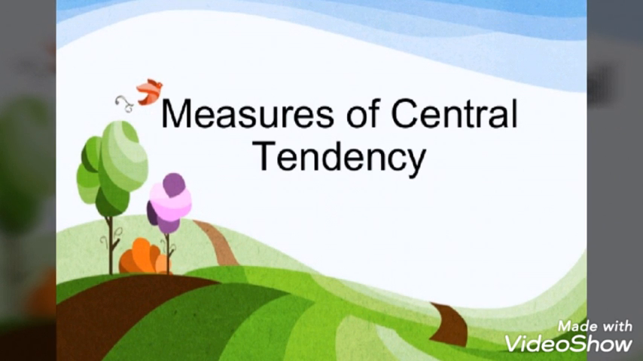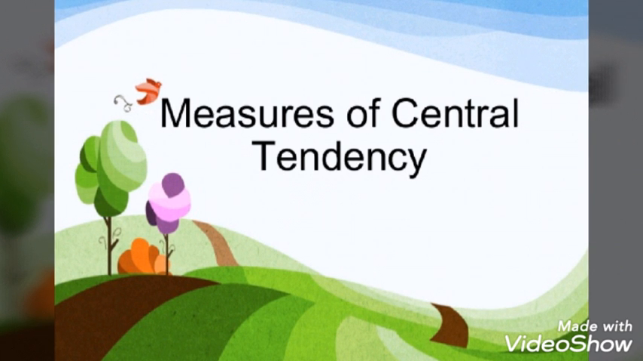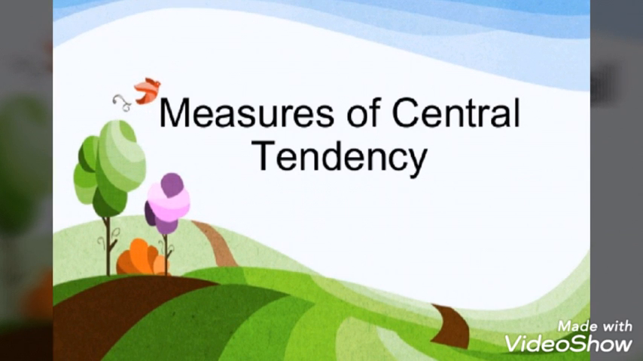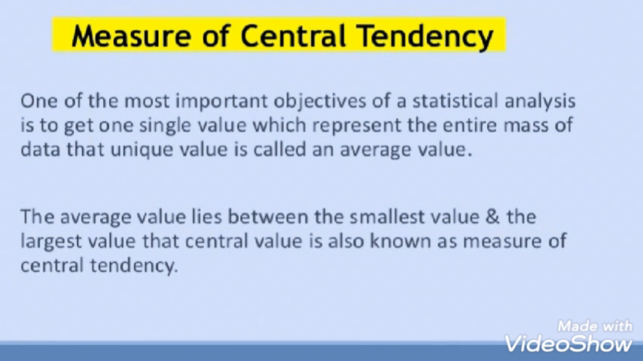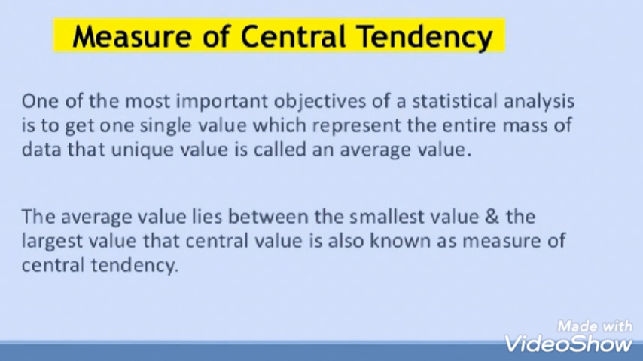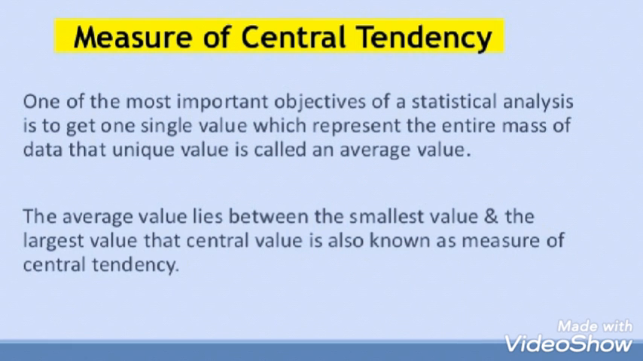So central tendency is part of descriptive statistics, where it helps you to present your data in a single form or a single unit. So let's see the introduction of central tendency. One of the most important objectives of a statistical analysis is to get one single value which represents the entire mass of data. That unique value is called an average value. The average value lies between the smallest value and the largest value. That central value is known as the measure of central tendency.